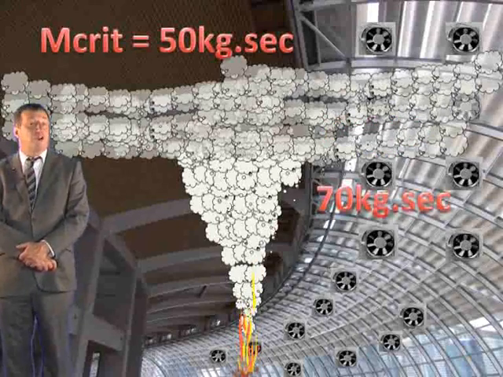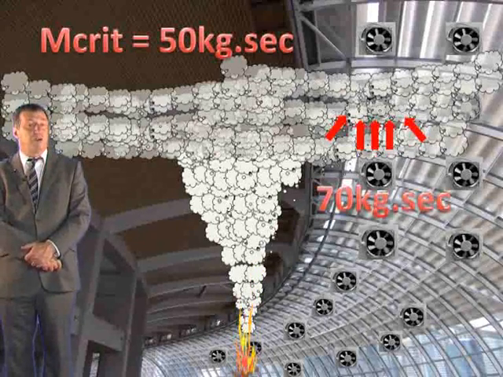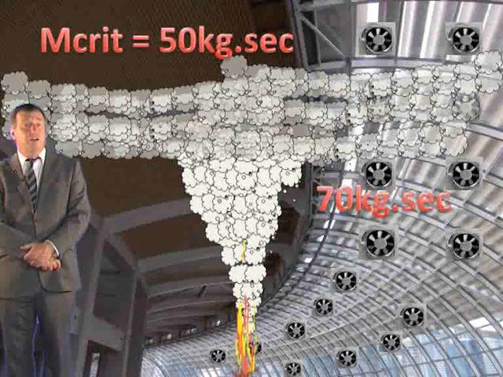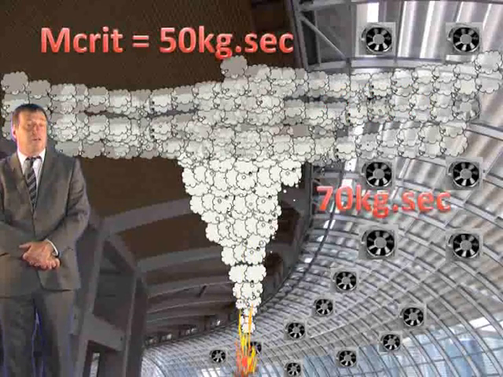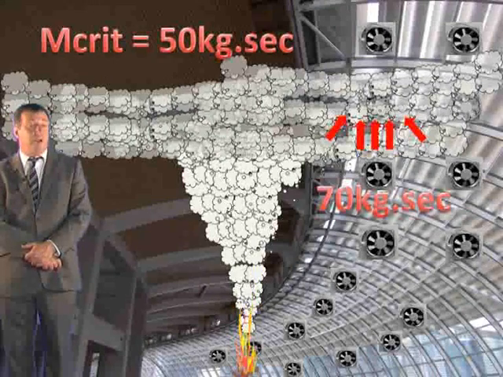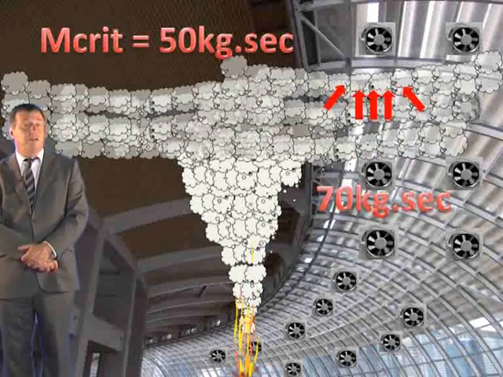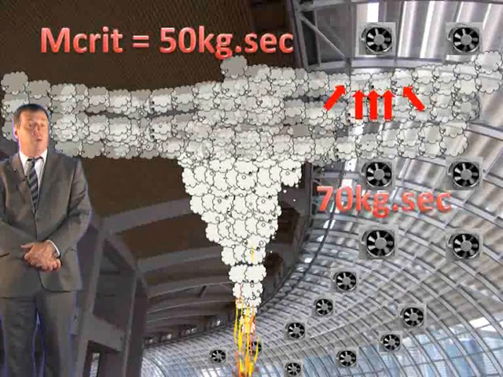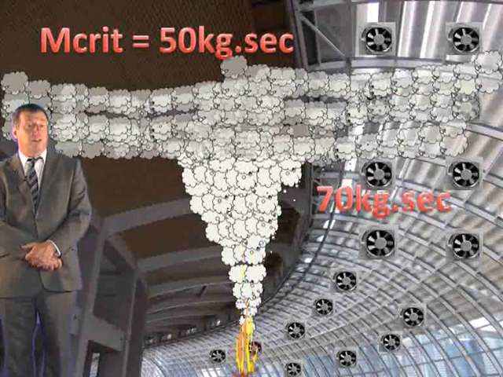If, however, the actual flow out of the ventilator is shown to be 70 kilograms per second, compared to our M crit value of 50 kilograms per second, then the 70 kilograms is over the upper limit and we can be confident that plug holing is likely to occur. And in this case, we would probably need more ventilators, probably of a smaller size.